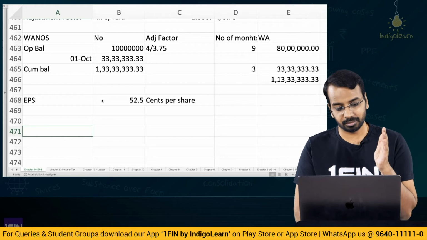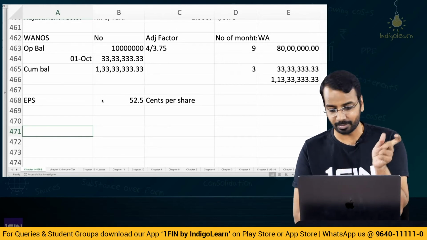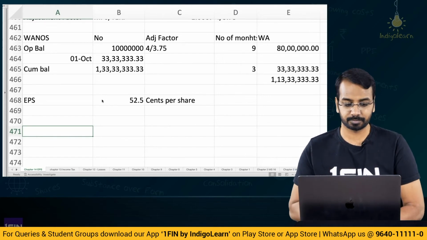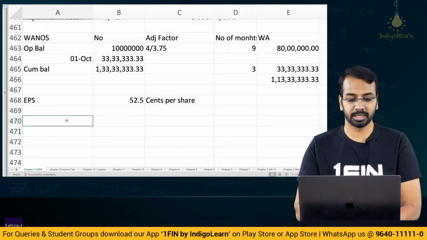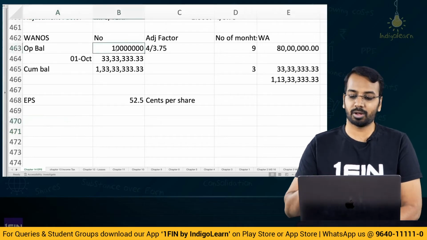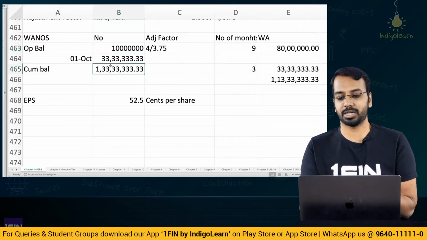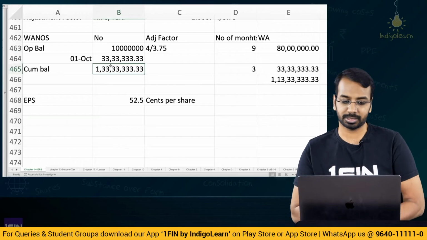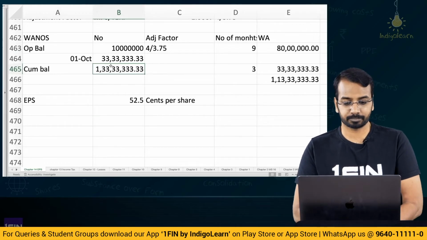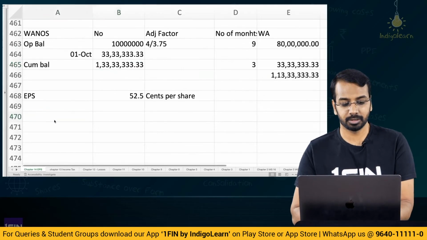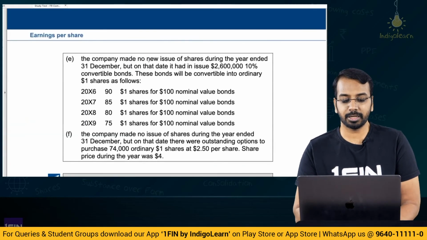And after the issue, take the number of shares and multiply it with the balance number of months. Balance, yes. Because in the opening balance, I have already given the impact of bonus for that period. From here onwards, these are the total number of shares we have for the balance period of time.